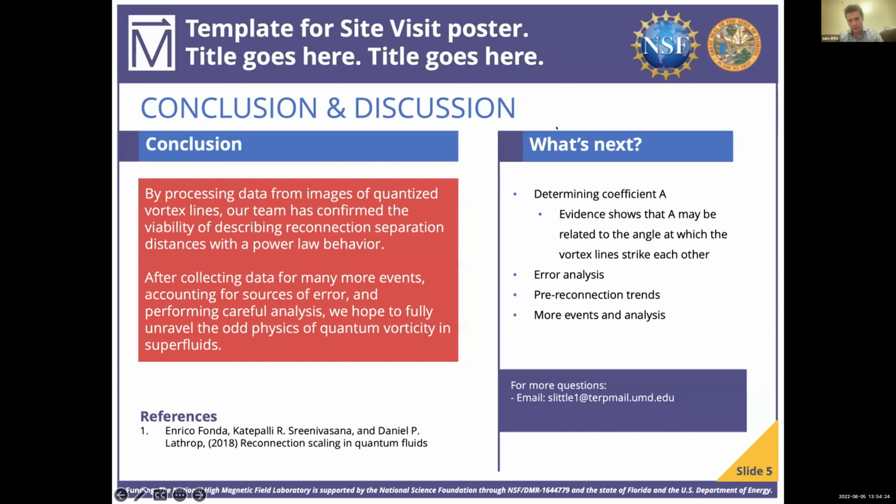So what's next? We also need to determine that coefficient out front. This coefficient actually changes. We have evidence that it depends on the angle at which the two vortex lines strike each other. We need to finish some error analysis, get more precise values, and then we're also going to analyze some trends of the lines before they reconnect. After that, we're going to do more events, more analysis, and we'll have some pretty exciting results soon.